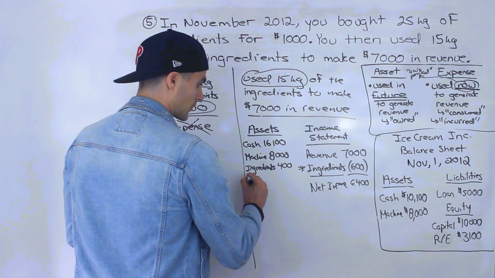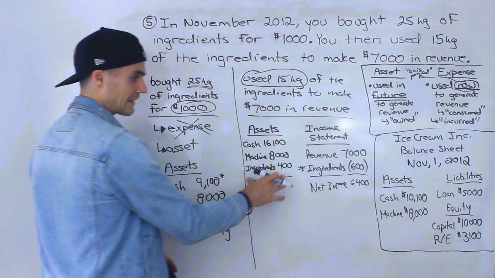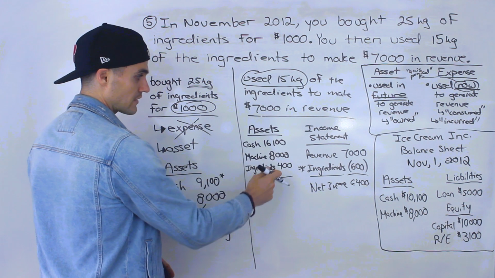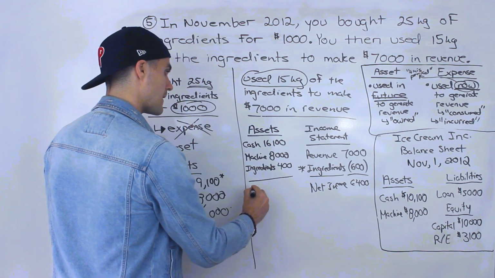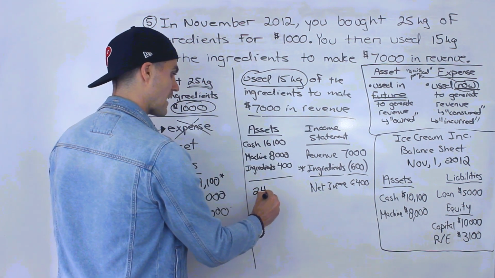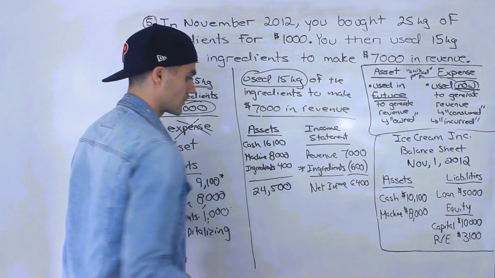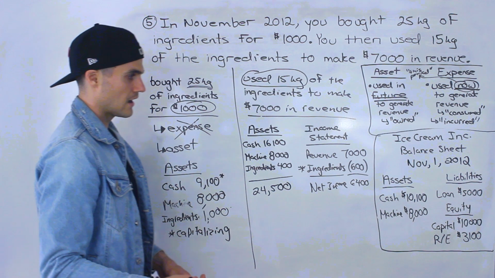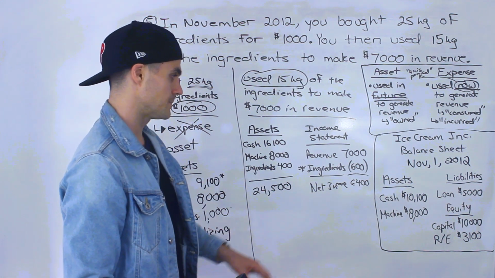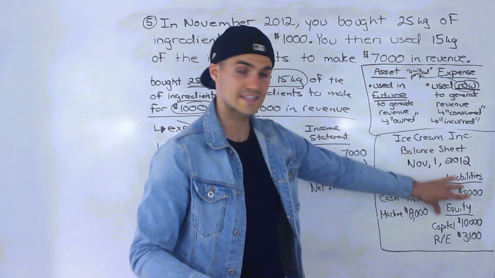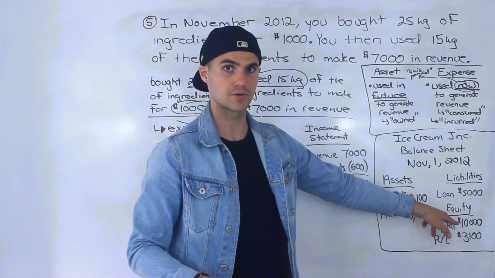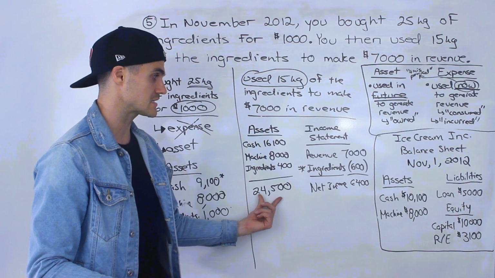Right, so now notice that we're going to have a different total on that left side of the balance sheet. So if we add everything up, we would end up getting 24,500. Okay, so now what's going to happen on this right side of the balance sheet? Because notice the right side is 18,100. So it's not balancing with this.